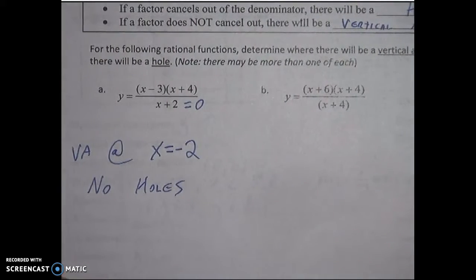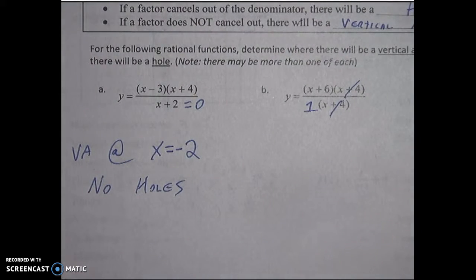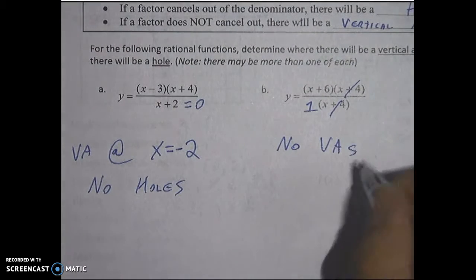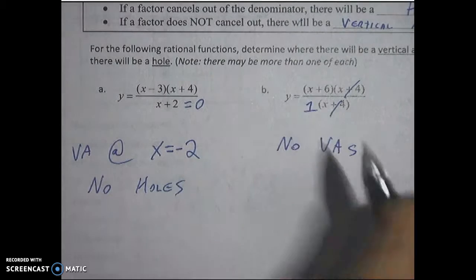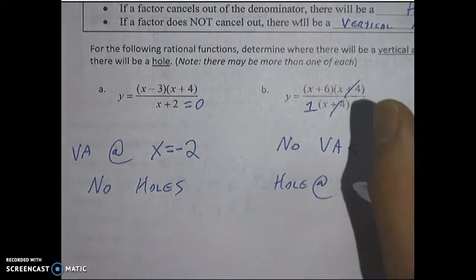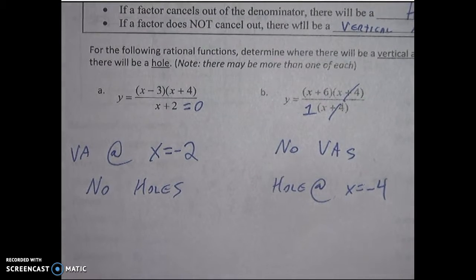This next one looks like we can cancel out the x plus 4. When you cancel it out, there's just a 1 on the bottom now. So there don't appear to be any vertical asymptotes because there's no factors on the bottom, but there is a hole at x equals -4, the thing we canceled out.